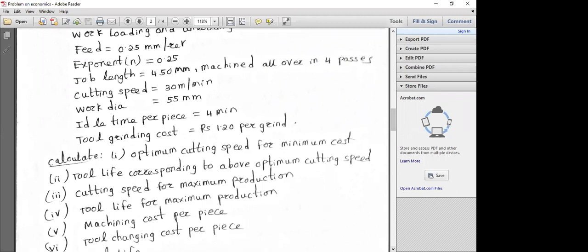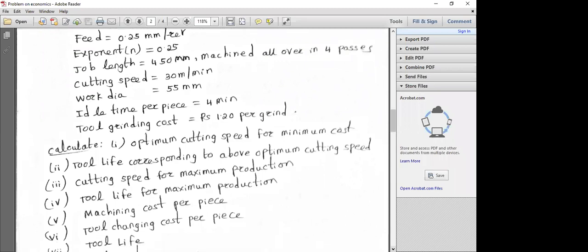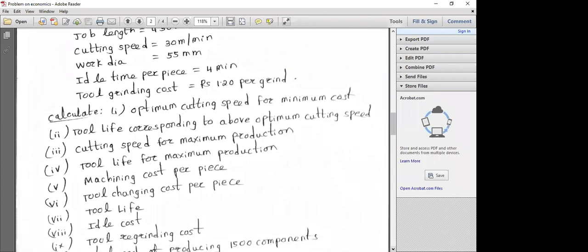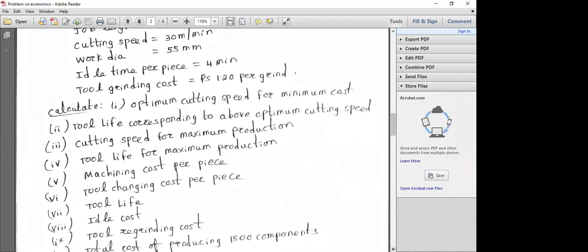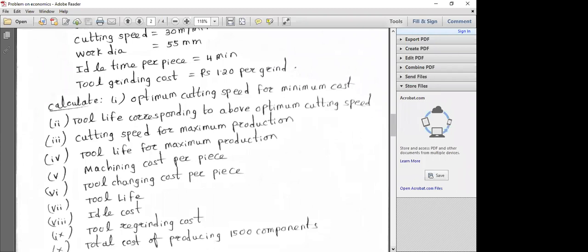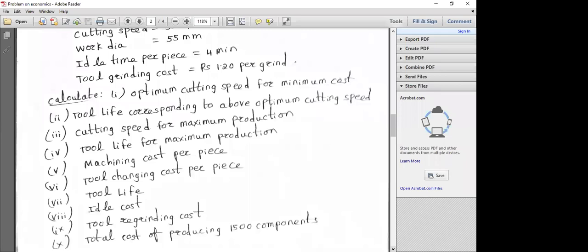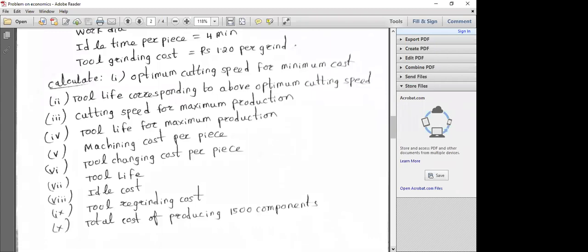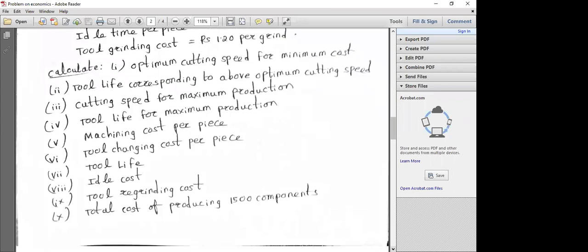And the cutting speed for maximum production is VMP, the tool life for maximum production is TMP, then the machining cost per piece, the tool changing cost per piece, and the tool life simply T. Idle cost you also have to take into consideration: machining cost per piece plus tool changing cost per piece plus idle cost plus regrinding cost is given by K. That is the total cost. So K into 1500 components is the total cost of producing 1500 components.